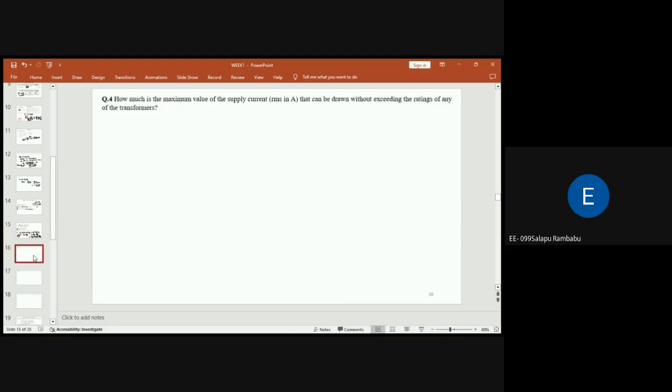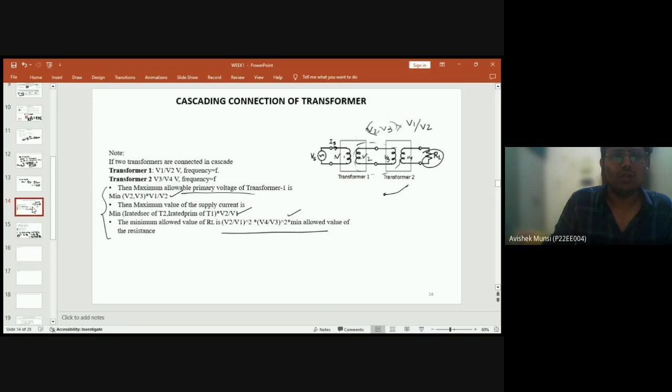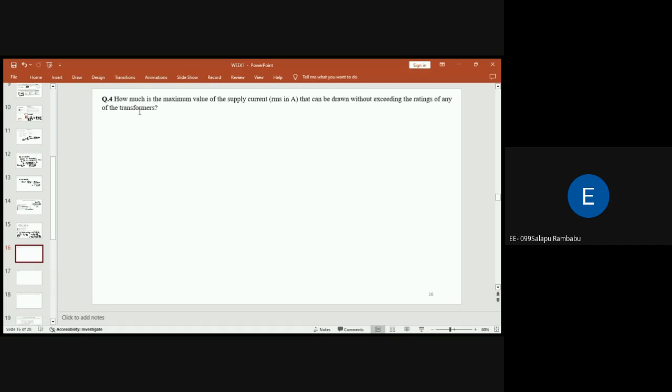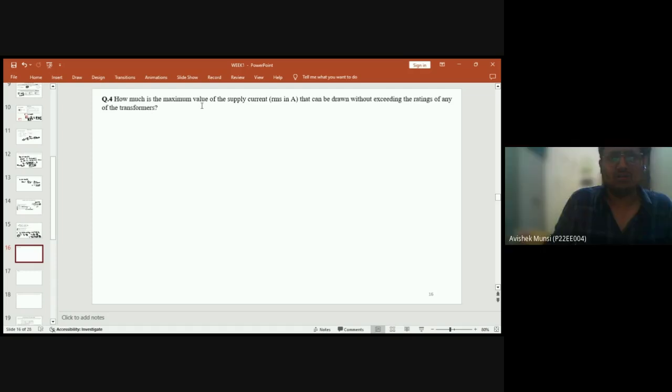So this is the next one. This is also based on the formula which I gave over here. If you haven't noted down the formula, then try to note it down so that you can solve it. So this is problem number 4. It asks for the maximum value of the supply current.